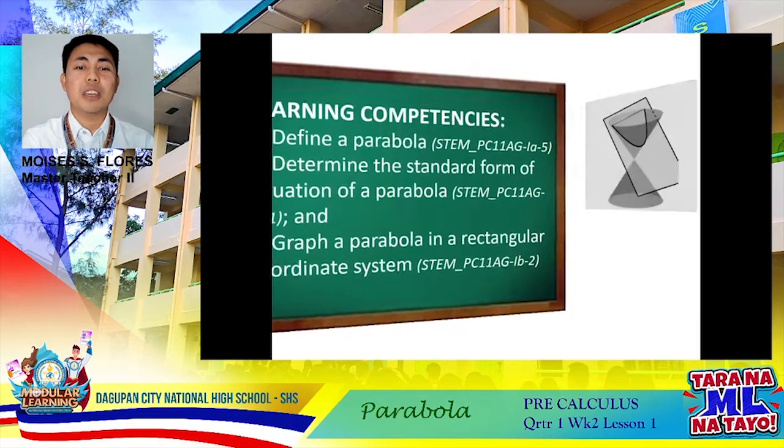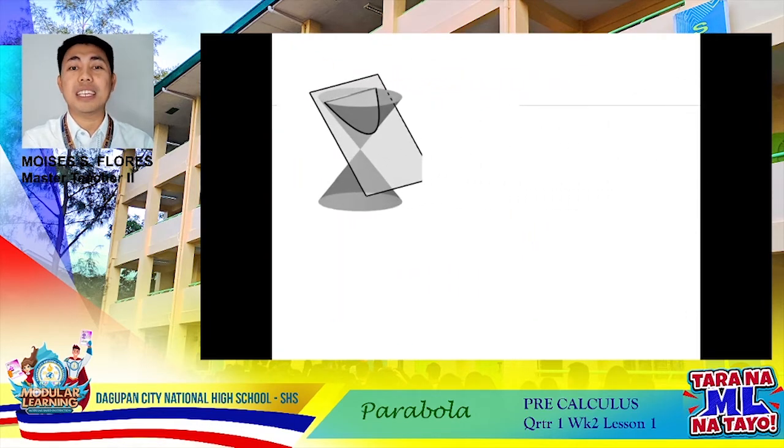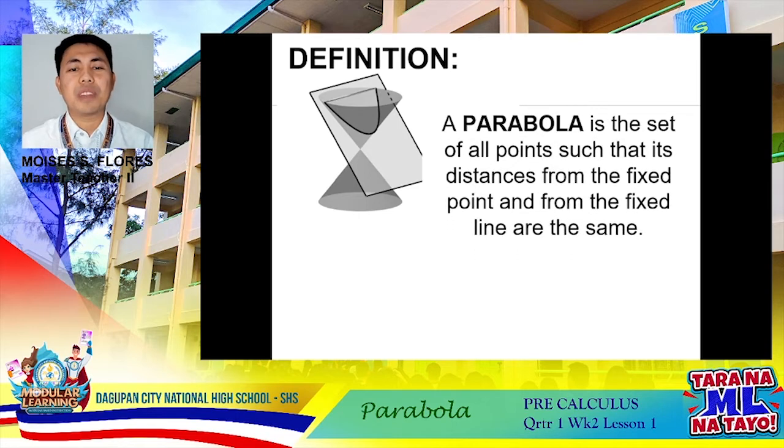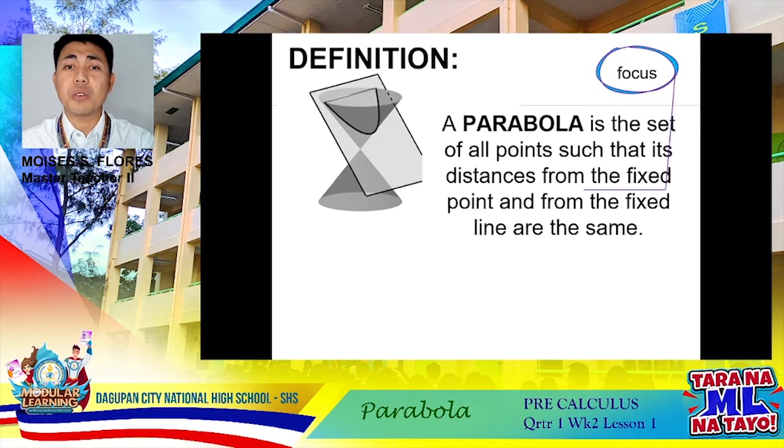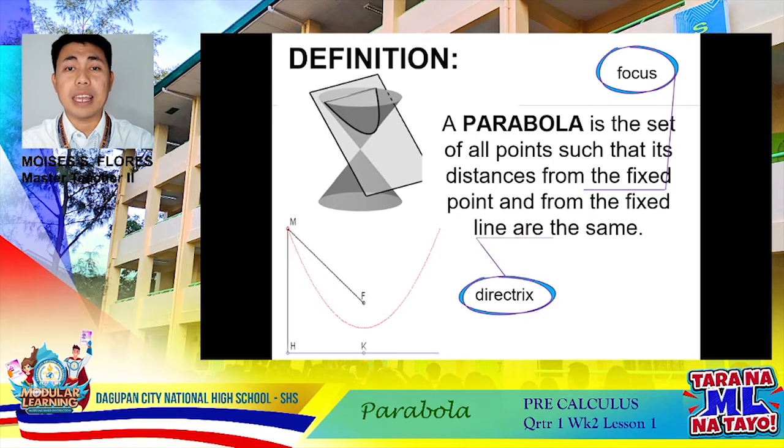Let's proceed with the very first competency, and that is, we're going to define a parabola. What is a parabola? A parabola is a set of all points such that its distances from a fixed point and from a fixed line are the same. Now, what do you call this fixed point? This fixed point is called your focus. On the other hand, the fixed line is called your directrix.